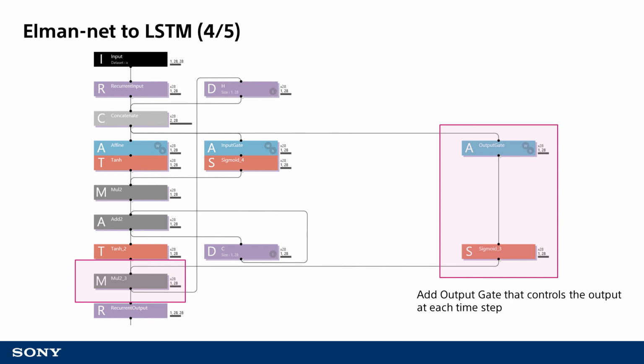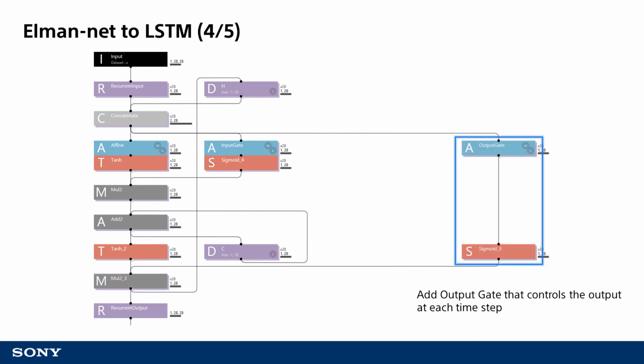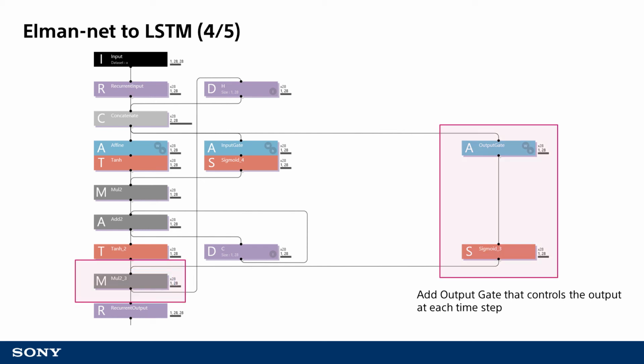We add a gate to the output side as well as the input side. This is called the output gate. It works the same way as the input gate, using affine and sigmoid to create a value from 0.0 to 1.0 to indicate on and off of the output, and then multiplying the value by the output at each time step for each element. The output gate will output the value only when it should be output, or output the value weighted from 0.0 to 1.0 as applicable.